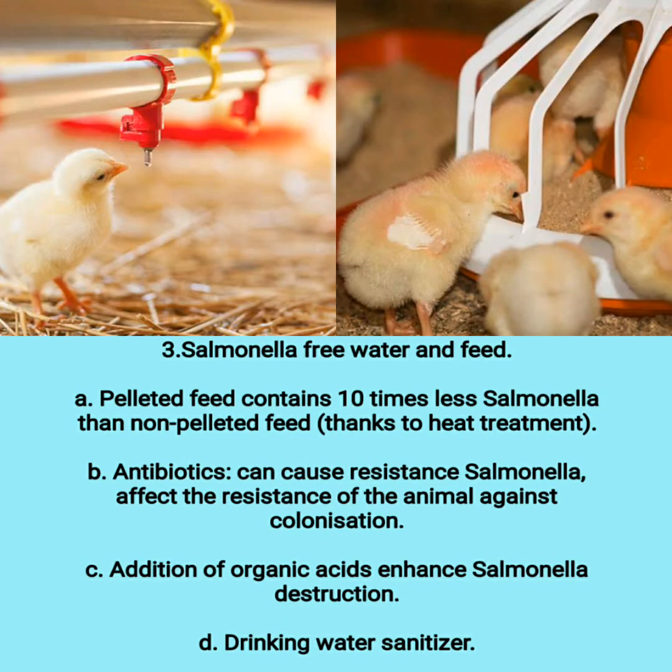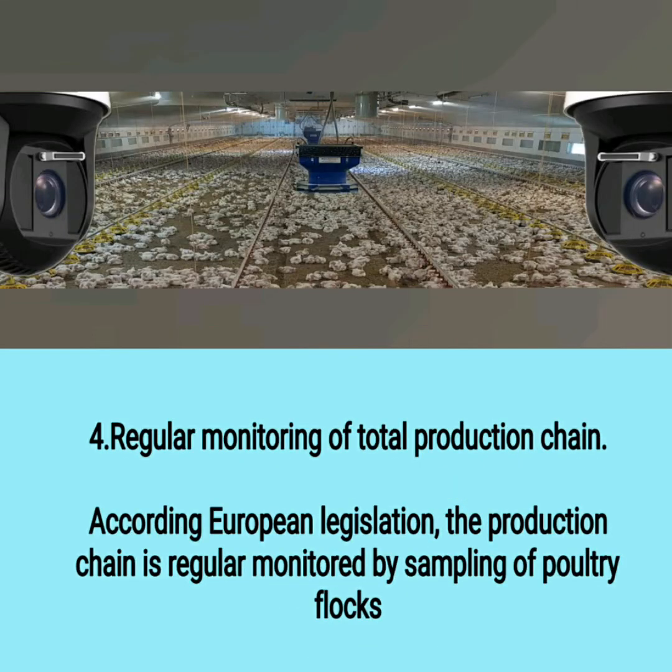3. Salmonella-free water and feed. A. Pelleted feed contains 10 times less salmonella than non-pelleted feed, thanks to heat treatment. B. Antibiotics can cause resistant salmonella and affect the resistance of the animal against colonization. C. Addition of organic acids enhances salmonella destruction. D. Drinking water sanitizer.